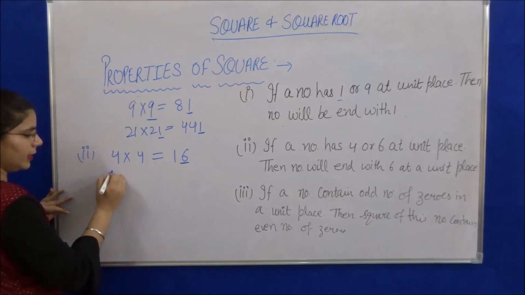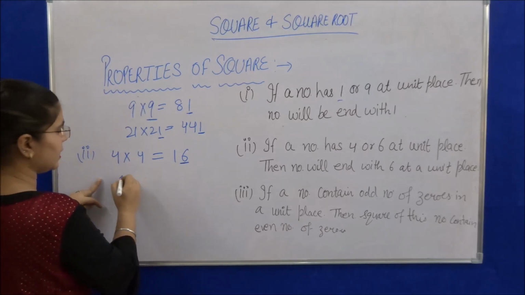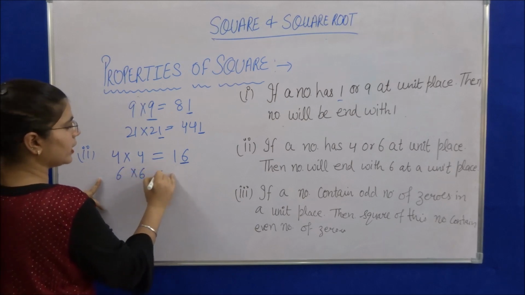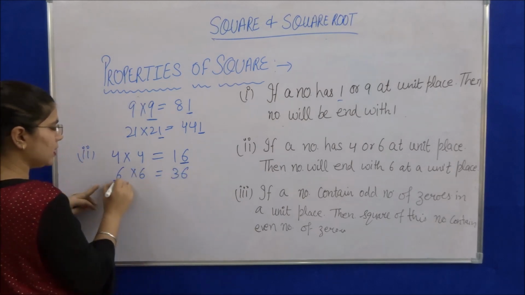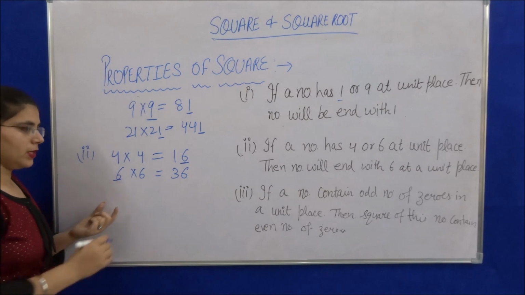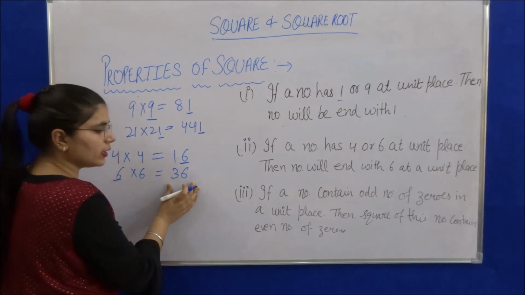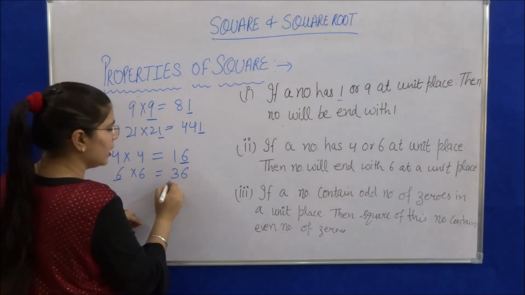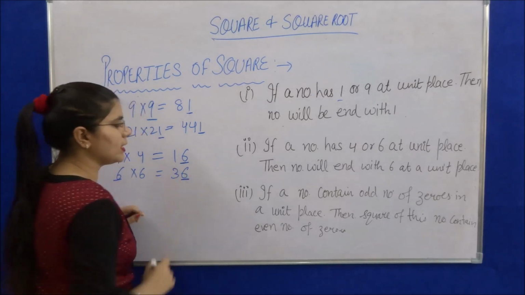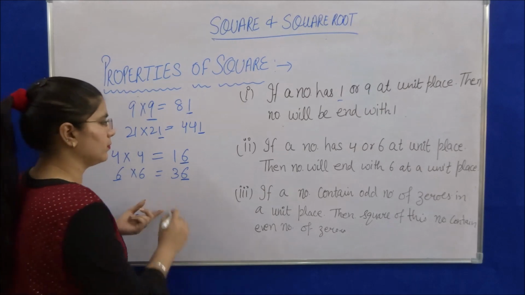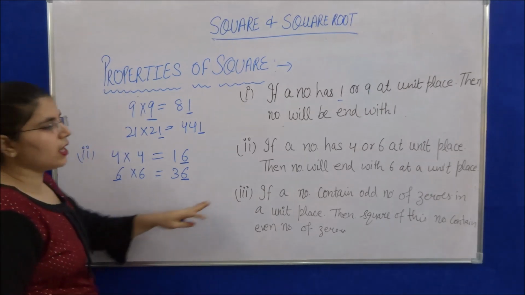In a similar way, if we consider 6 multiplied by 6, we get 36. So in this the unit place is 6, and when we take the square of this number, we get 36. So here in 36, the unit place is 6. So hence, this explains our second property.